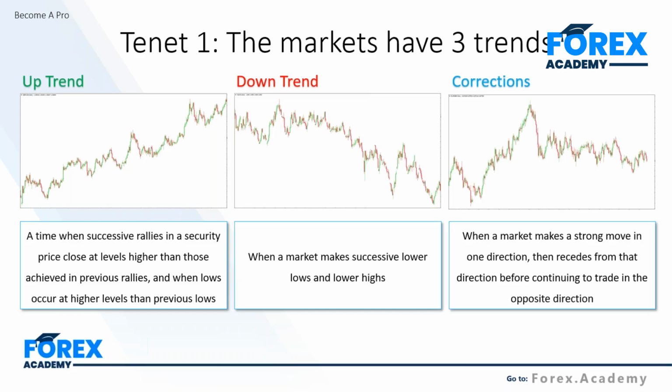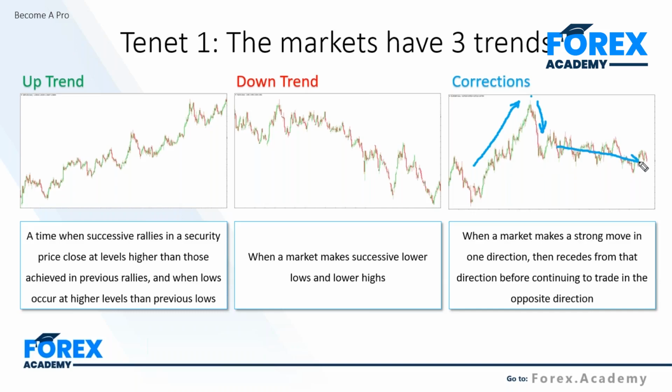A correction is when a market makes a strong move in one direction, then recedes from that direction before continuing to trade in the original direction. It's effectively what we've seen here, albeit with a lot of volatility. I believe that market is the euro pound. And I'll just highlight this for some of our viewers. A correction: what we've seen is a very strong trend to the upside. We've seen a high, then we've seen a correction. That correction becomes deeper and then continues to trade lower. Albeit there's been a lot of volatility, we are still trading lower to this day in this price action here.